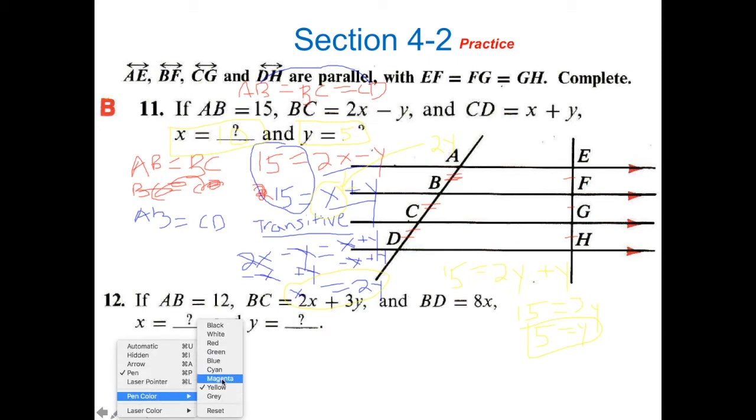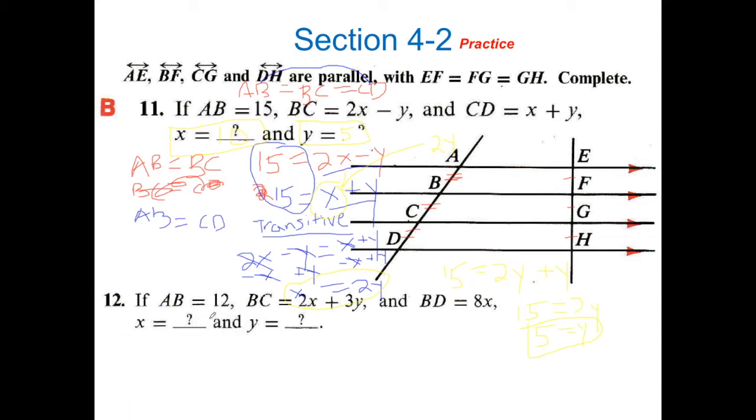And we'll just end class with me doing a couple problems with you guys here. Okay, so this one's written a little bit differently here. Here we have AB and BC. Those are congruent to one another. But we have BD. BD is 8x here.